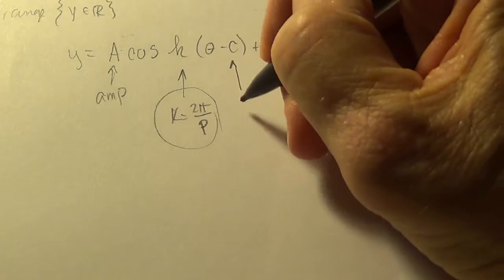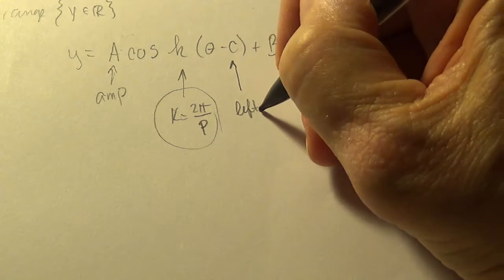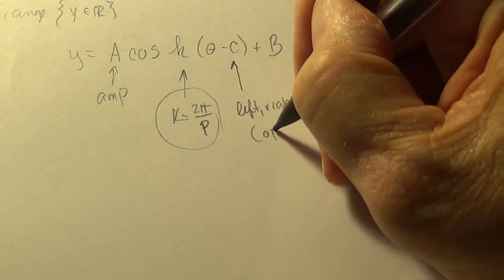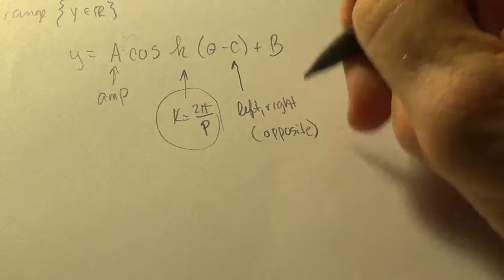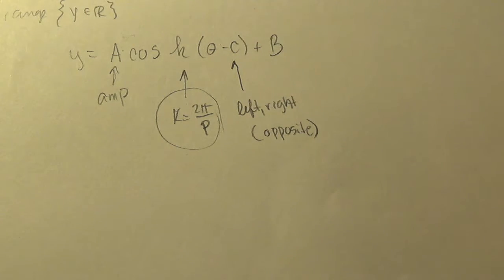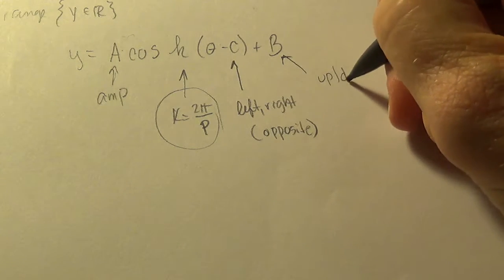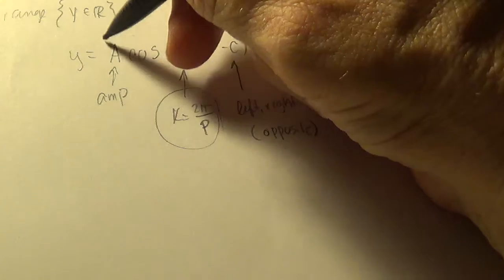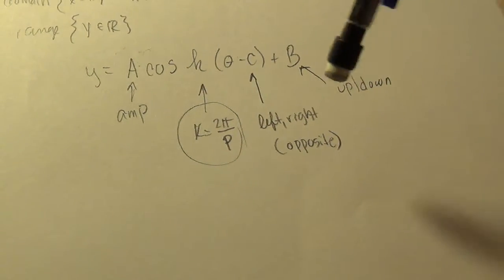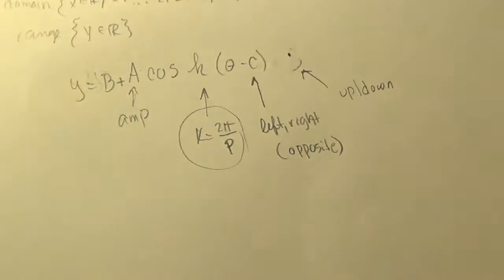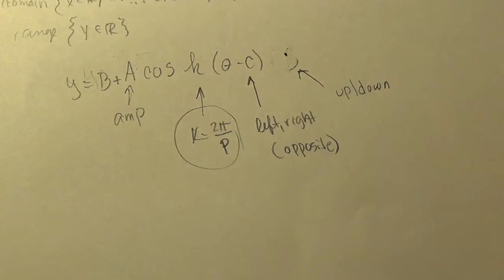This is left-right, and it's the opposite. That's what that negative sign means. So if I have a positive pi over 2 there, it moves the graph to the left by pi over 2. And this number is the up-down. It can also appear in the front: I could move this plus b over here and put it in y equals b plus. So either way, it's an up-down.